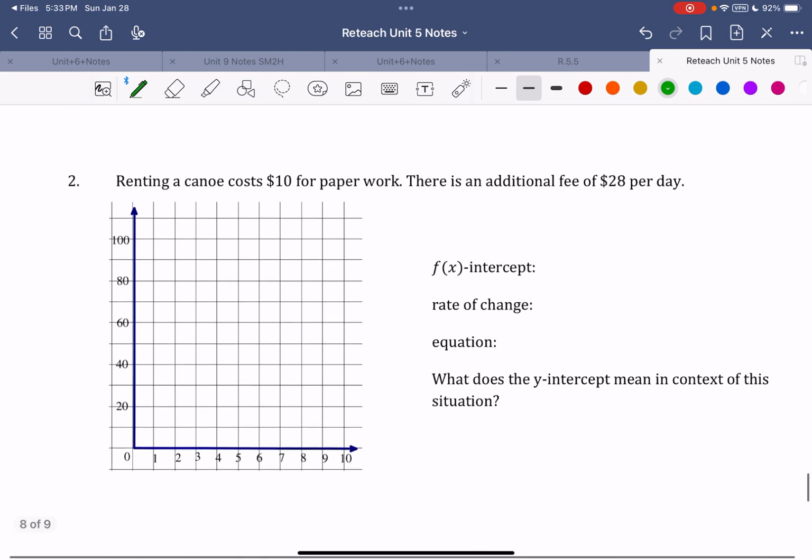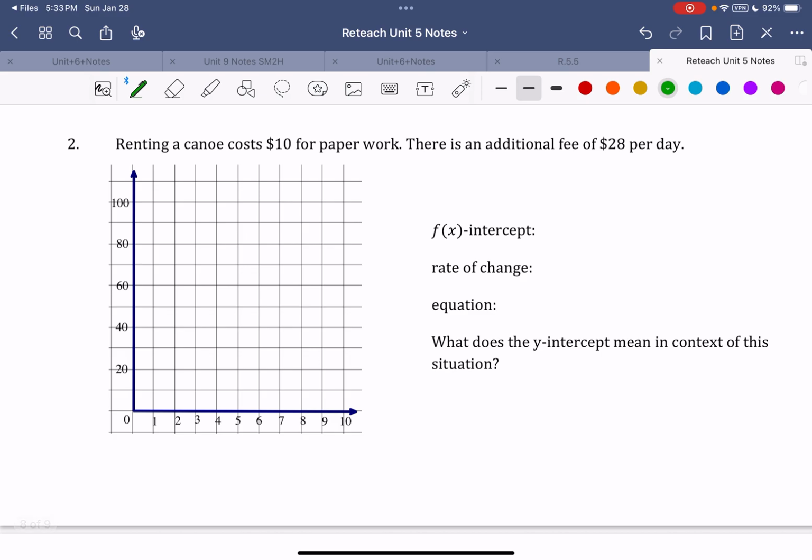So there we go. Next one, renting a canoe costs $10 for the paperwork, and then there's an additional fee for $28 per day. So what this does for us is a lot of times you're going to have to, like when you're renting something, you pay an upfront either paperwork fee, insurance, extra stuff before you actually get to take it out. Sometimes there's a deposit required and then additional stuff like that. So this is a really common thing that happens in real life.